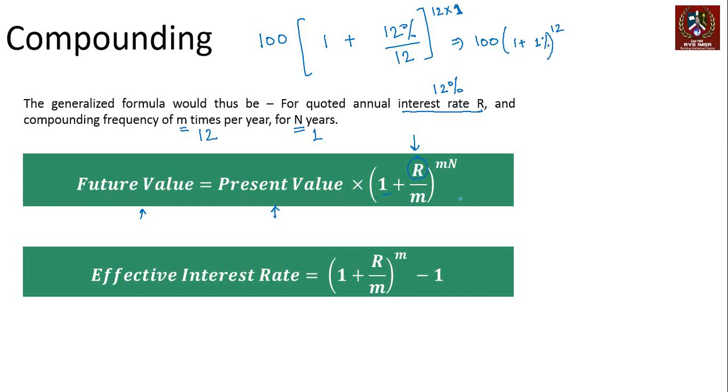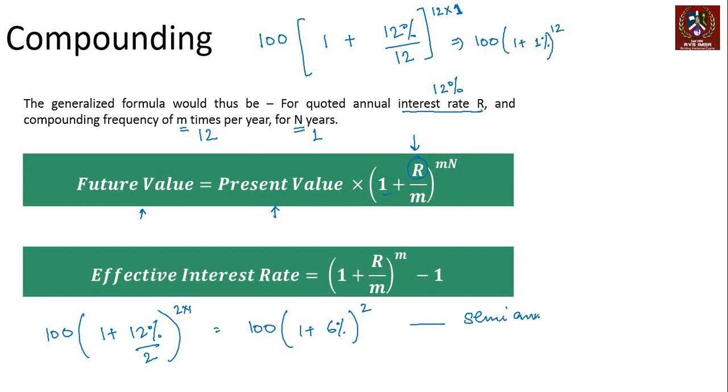If you compound it 2 times during the year, the formula would become 100 into 1 plus 12% by 2 to the power 2 into 1, which is equal to 100 into 1 plus 6% raised to the power 2. That's like semi-annual compounding. If you have quarterly compounding, which is 4 times a year, by logical deduction we will reach this. You can try this out, and you can get a handle on how the numbers work.